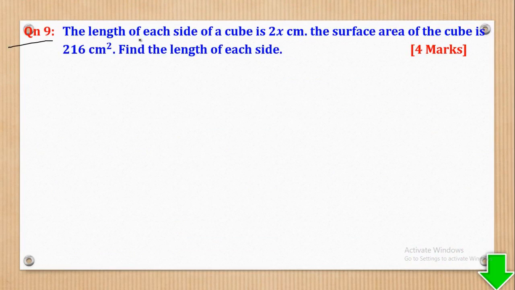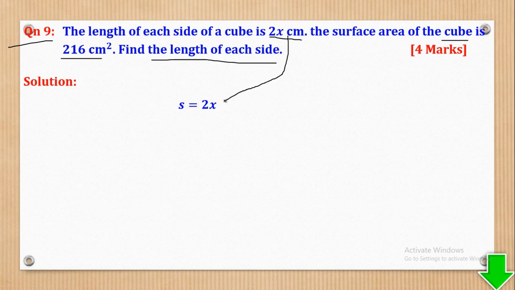Question 9 says that the length of each side of a cube is 2x centimeters. The surface area of the cube is 206 centimeters squared. Find the length of each side. First of all, you know that for a cube, all sides are equal, and a cube has 6 faces. It has 6 faces with all sides equal, and here they told us that each side of a cube is 2x, meaning that s, denoting the side of a cube, is equal to 2x.